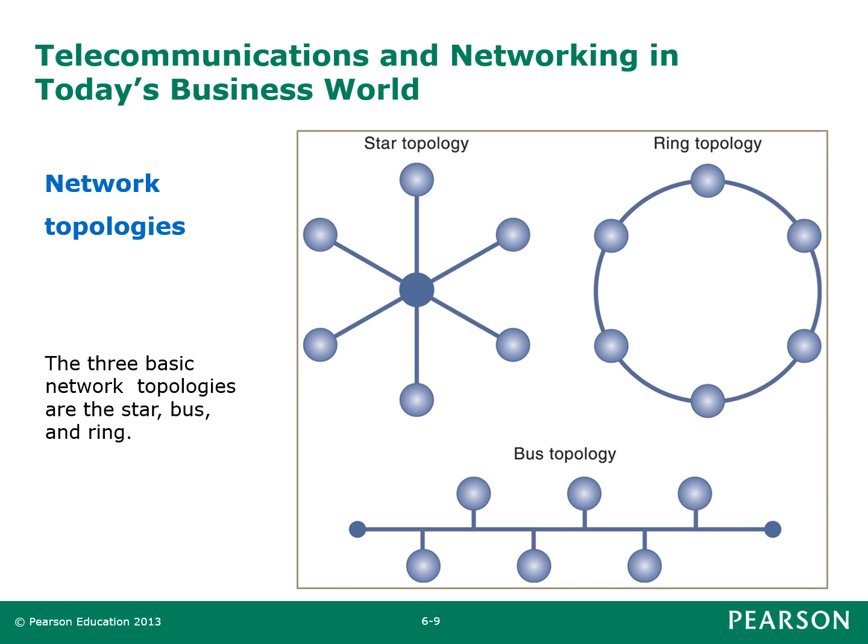Moving now to the ring topology. A ring topology connects network components in a closed loop. Messages pass from computer to computer in only one direction around this loop. The ring topology is normally found in older LANs using token ring networking software.